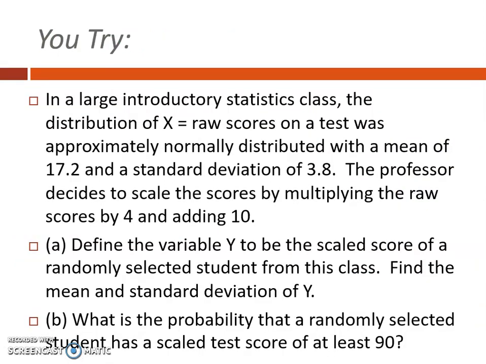Okay, so here's an example that I want you to try. In a large introductory statistics class, the distribution of x, which represents the raw scores on a test, was approximately normally distributed with a mean of 17.2 and a standard deviation of 3.8. The professor decides to scale the scores by multiplying the raw scores by 4 and then adding 10. So if x is the raw scores, we want y to be the scaled scores. We want to find the mean and the standard deviation for this random variable y, and then find the probability that a randomly selected student has a scaled test score of at least 90.